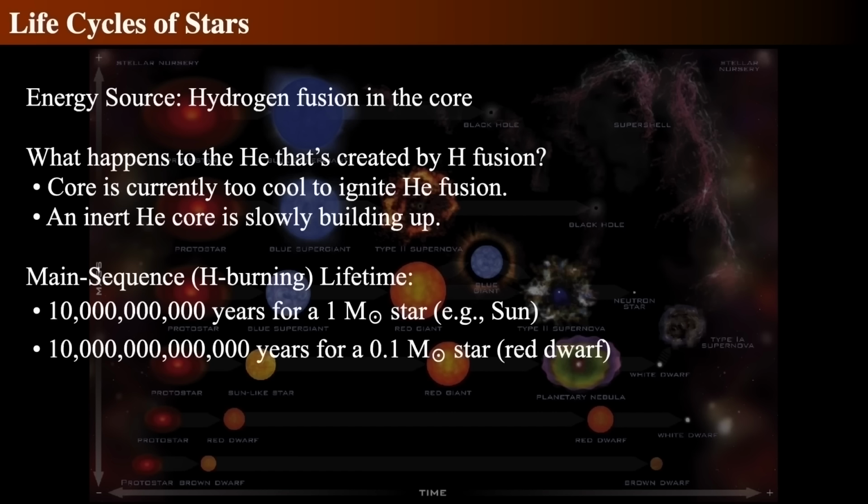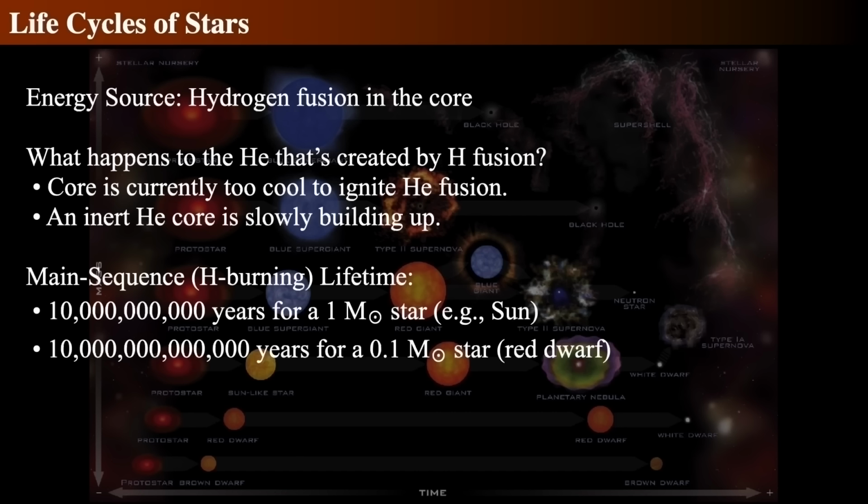Well, for stars like the Sun, the core is too cool to ignite helium fusion. And by cool, we mean, of course, that the helium nuclei in the core are not moving fast enough to have a decent chance of overcoming the Coulomb barrier and therefore quantum tunneling into close enough proximity to fuse.